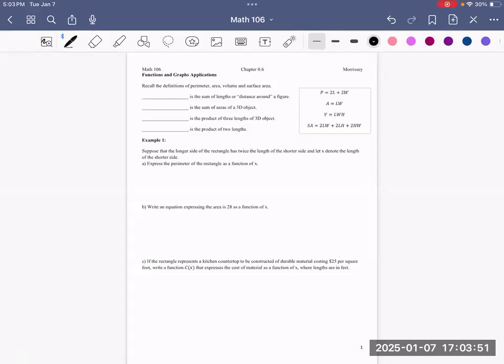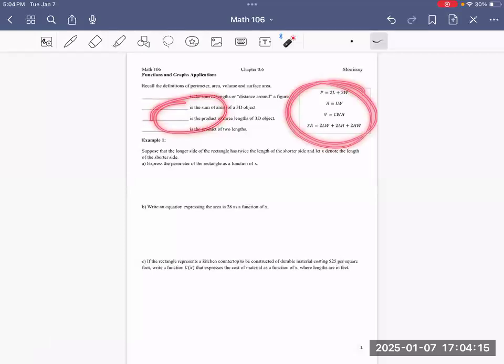Welcome to Math 106, Chapter 0.6, where we talk all about functions and graph applications. So we're going to do some recall from, I want to say, some of our geometry days and just put these together. So recall the definitions of perimeter, area, volume, and surface area. Can you figure out their definitions and then pair them with their equations? See if you can pause the video and get started.